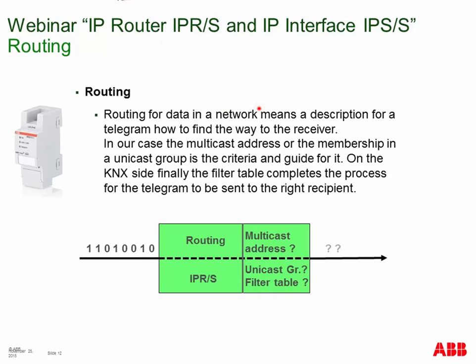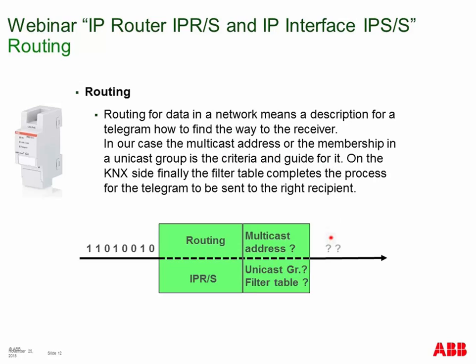And last but not least, routing. What does it mean? The definition is like this. Routing for data in a network means a description for a telegram of how to find the way to the receiver. So it's a kind of guide necessary, which tells the telegrams where to go, in other words. So in our case, the multicast address, already mentioned before, I come to some more details later, or the membership in a unicast group, which is a special situation, also explained later on, is the criteria and the guide for this.